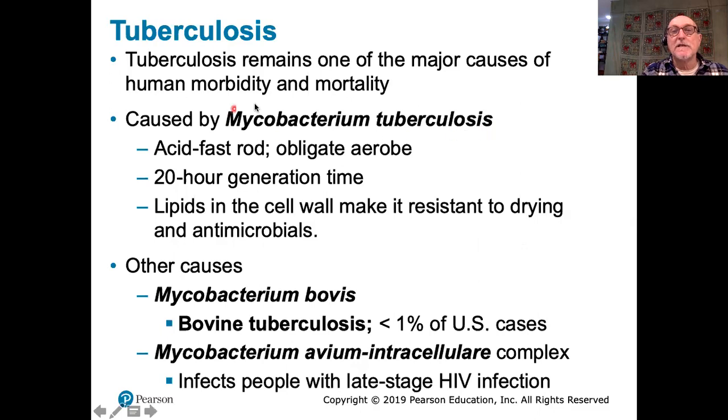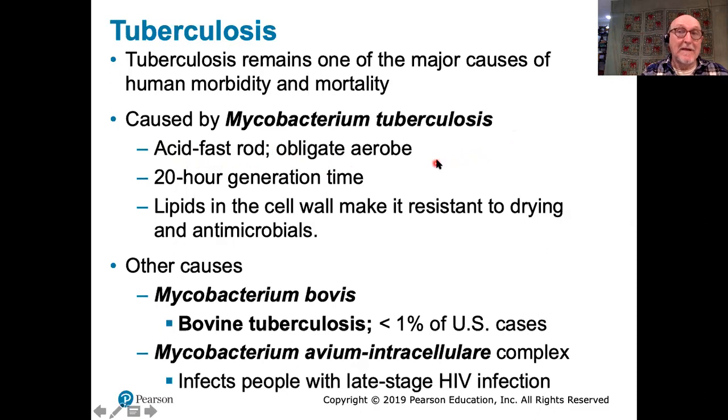So the causative agent is Mycobacterium tuberculosis. And this is another mycobacterium. We talked about Mycobacterium leprae before. This is another genus, Mycobacterium, and it has the same characteristics as all the mycobacteria. It's an acid-fast rod. It has mycolic acid in the cell wall. Doesn't respond to the gram stain, so it's stained with a special staining technique, and it stains red after treatment with acid, and it is an acid-fast rod.